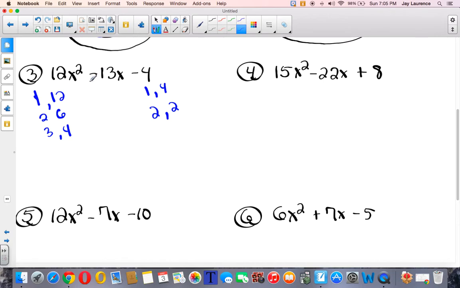All right. Ooh, I think I see it. I think I see it. A 16 and a 3. 16 minus 3 would get me 13. 3 minus 16 would get me negative 13.